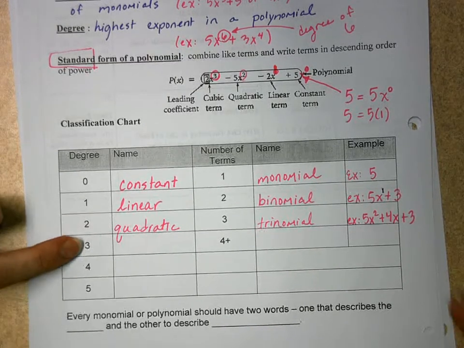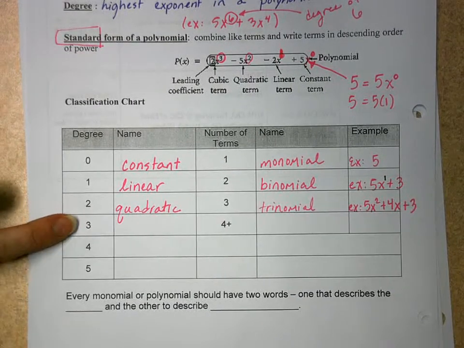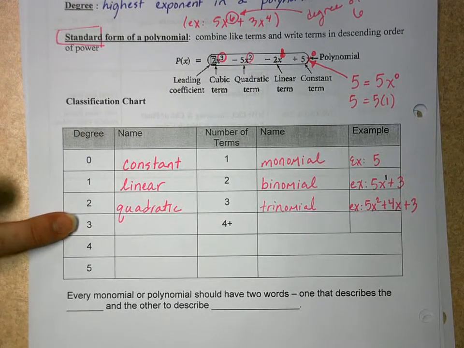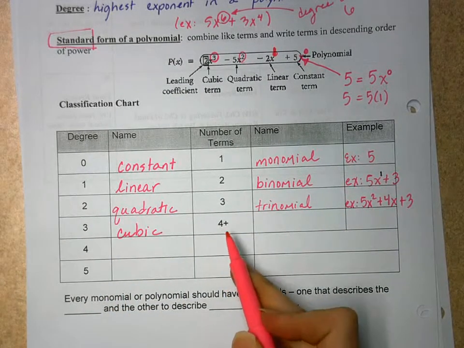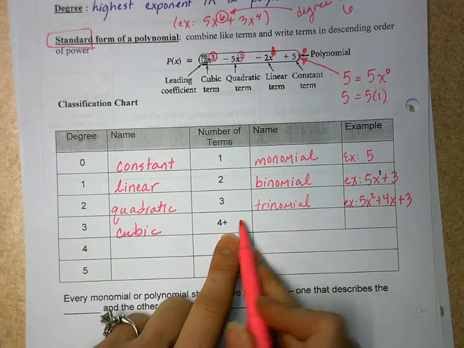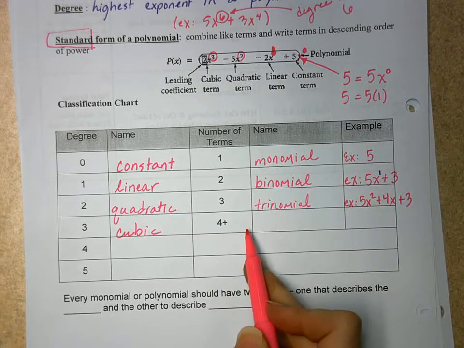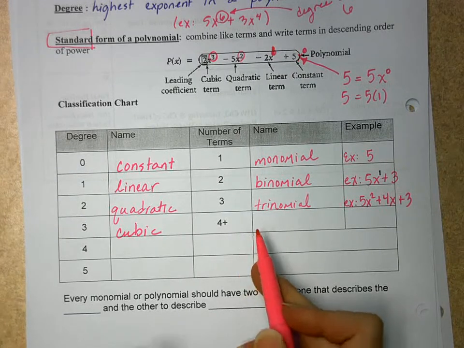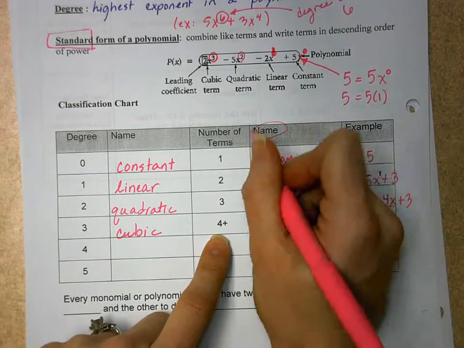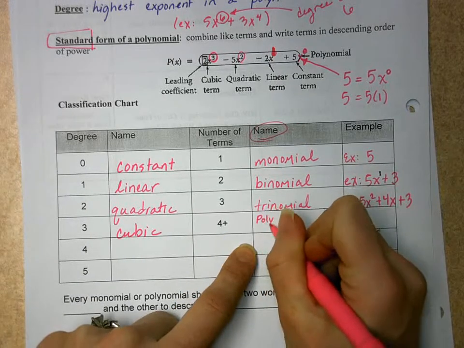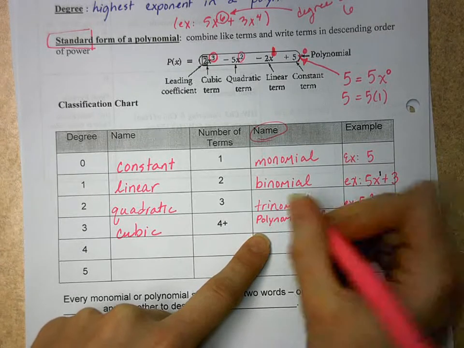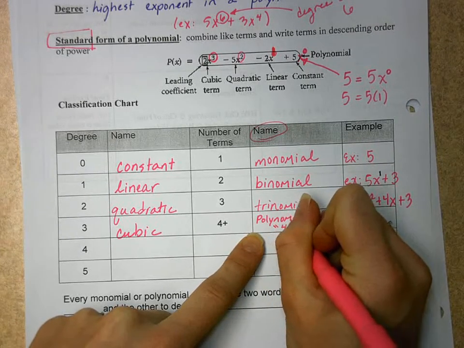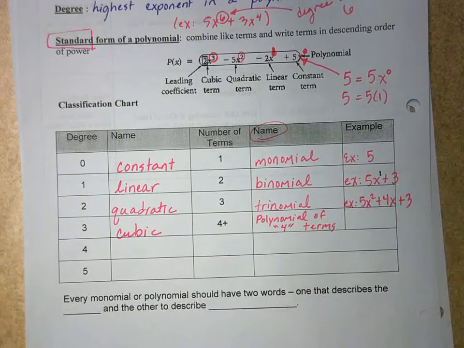Okay, does anybody know the first name if something has a power of 3 or a degree of 3? Jess? Cubic. Nice. Cubic. And the last thing you have to know is if a polynomial has more than 3 terms, then we just say it's a polynomial of how many terms it has. So if it has 4 or more terms, our last name we just call a polynomial of however many terms it has. So example, I'll put 4 in quotations, meaning if it had 4, you would say 4. If it had 5, you'd have 5, and you could keep going.